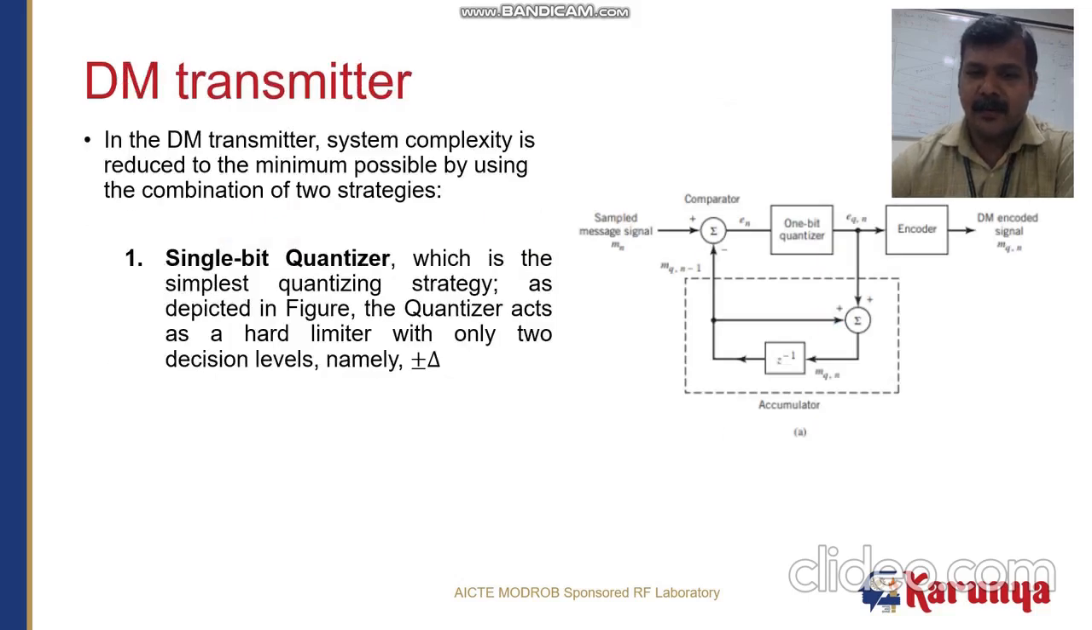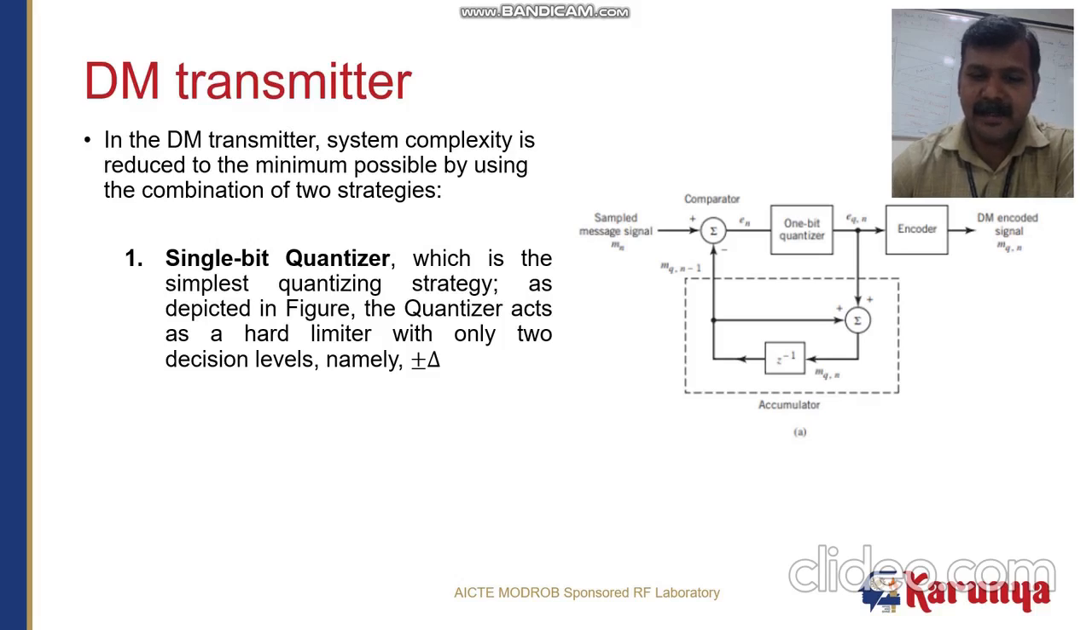Let's see how the delta modulation transmitter reduces the system complexity to the minimum possible. We have two strategies, and with these two strategies in combination, one can say that the delta modulation transmitter can achieve reduced system complexity. Let's see the first. The first is the single bit quantizer.